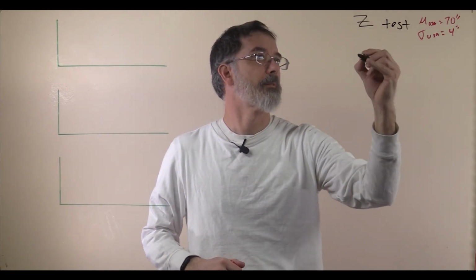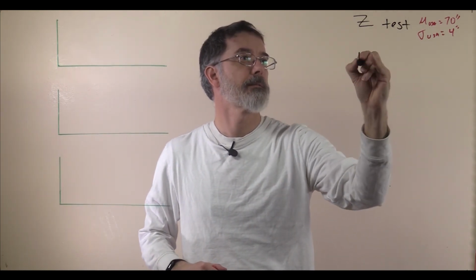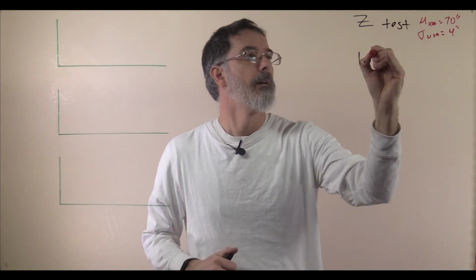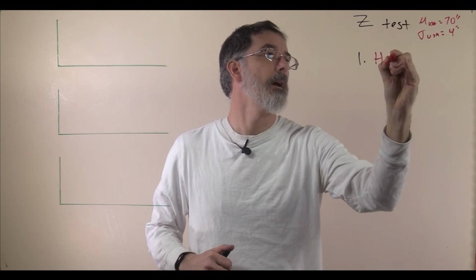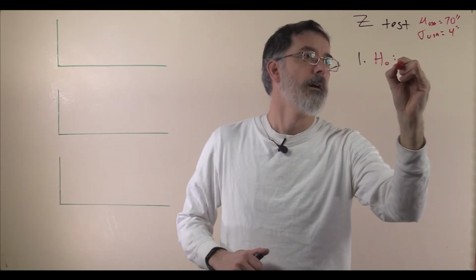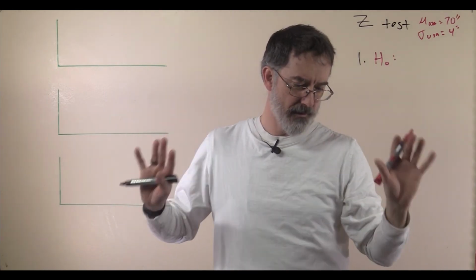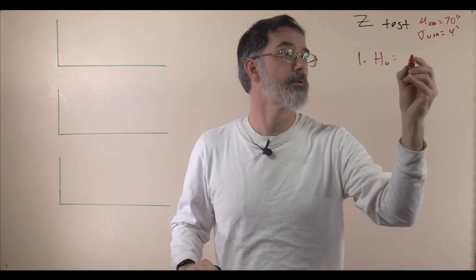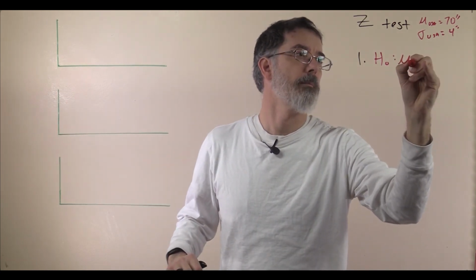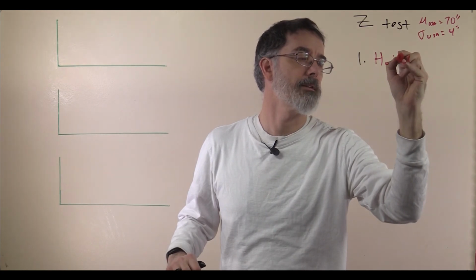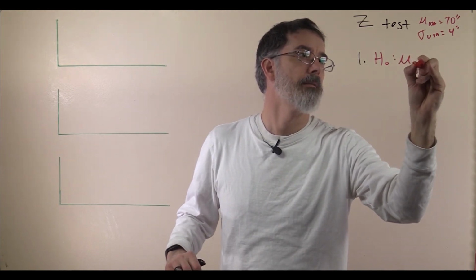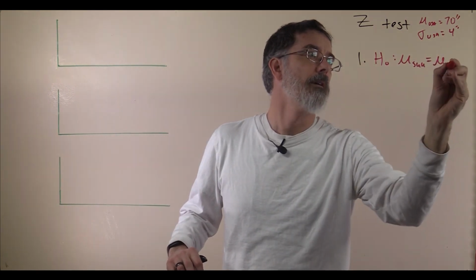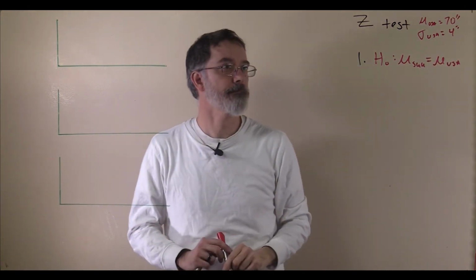So I'm going to go through different steps here. And the first step for these tests is going to be to identify what the null hypothesis is. So H sub naught colon. And the null hypothesis is the dull hypothesis. This is going to say that there's no difference. There's nothing interesting going on. So that would be the population height of SUU men is the same as the population height of American men.